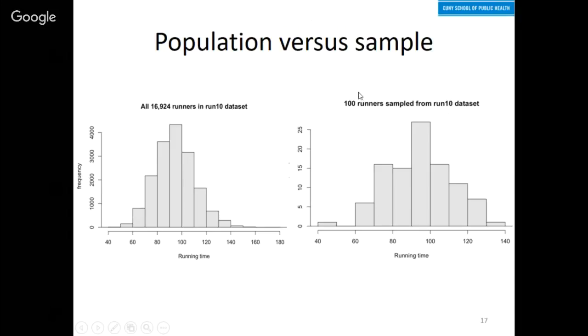Now, if we take 100 runners randomly sampled and plot those, that is a sample from this population. Is this bimodal? No, it's not bimodal.